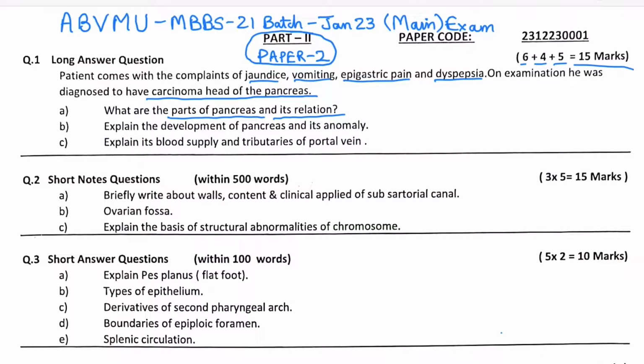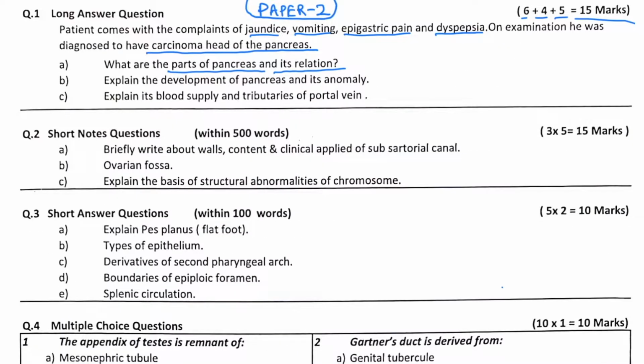Remember that tail of pancreas has the maximum number of beta cells that secrete insulin. So compromising with the tail of pancreas will lead to diabetes or hyperglycemia. Now part B of the same question. Explain the development of pancreas and its anomaly.